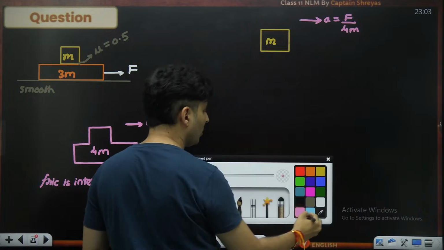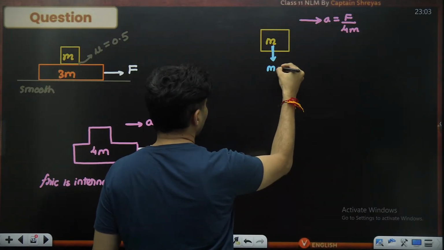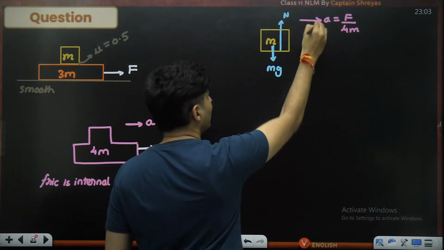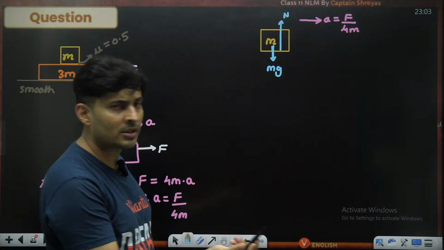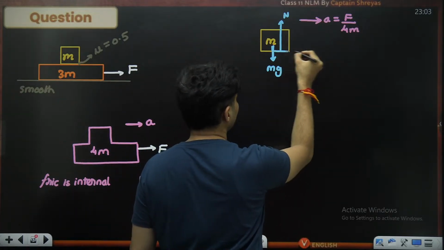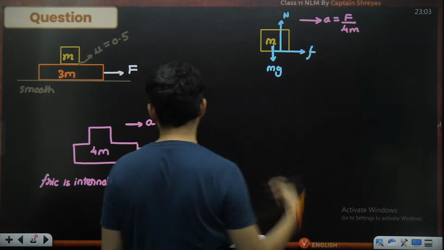If you ask me to draw the free body diagram of m, a weight mg will come, a normal will come like this, and because there is acceleration, there should be a force. So which direction will the force be? Always supporting the acceleration. So the friction on the upper block will be like this.